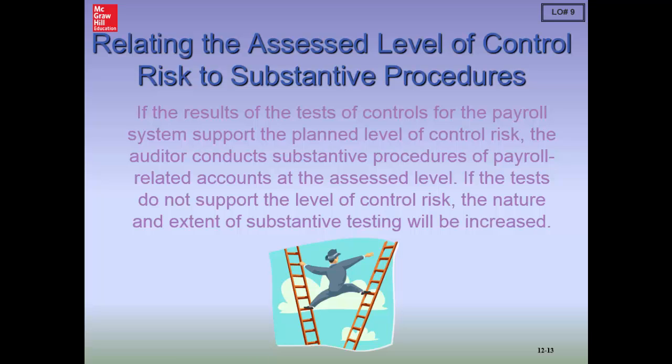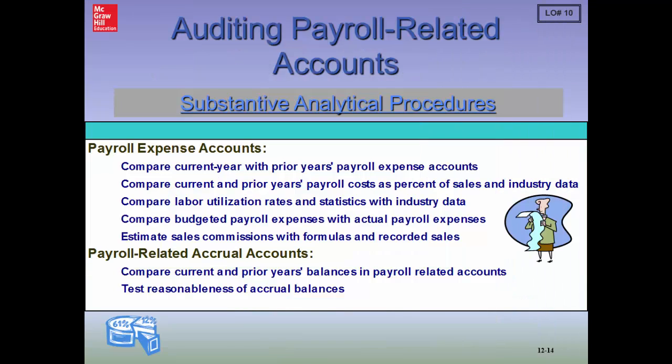Relating the assessed level of control risk to substantive testing. Keep in mind that once we've identified the internal controls and the inherent risk, this determines the risk of material misstatement. If the test of controls for payroll systems support the planned level of control risk, the auditor conducts substantive testing at the assessed control level. If tests do not support the level of control, the nature, timing, and extent of testing is going to be increased.